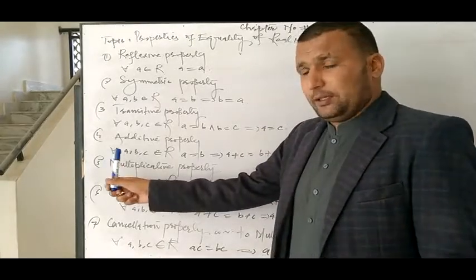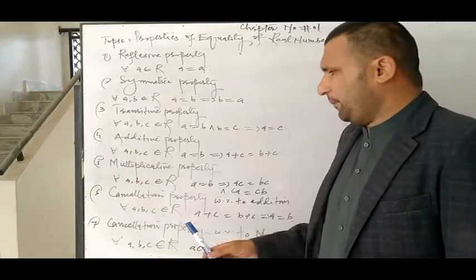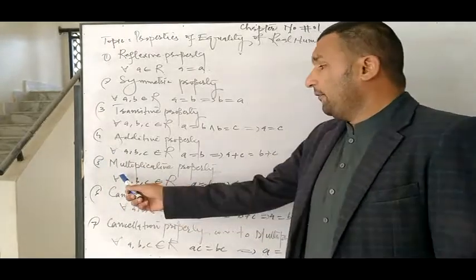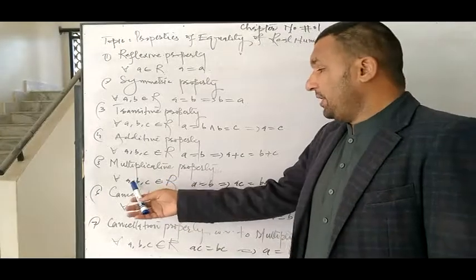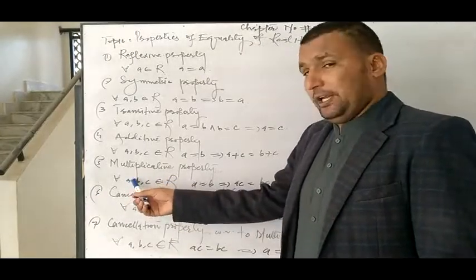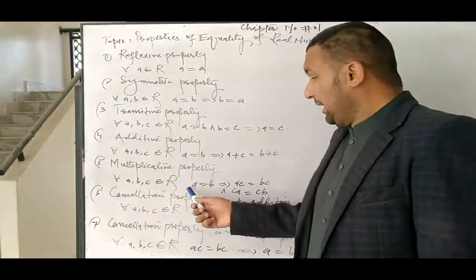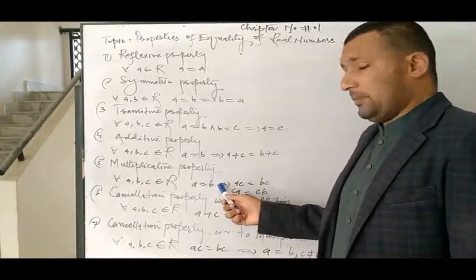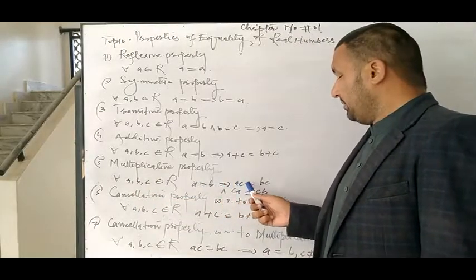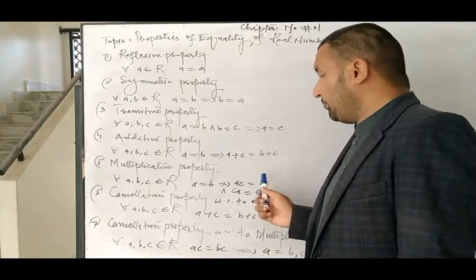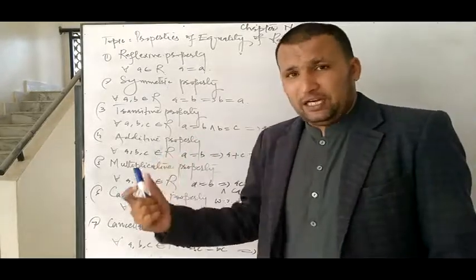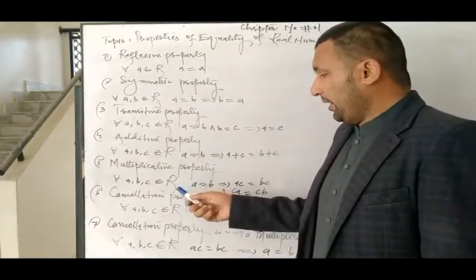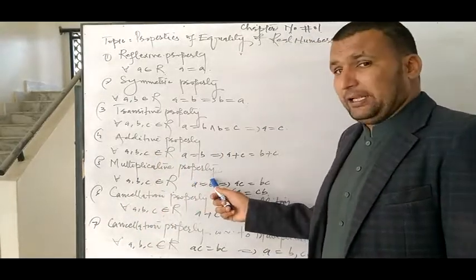Property number 5, the multiplicative property. For all a, b, c belongs to real numbers, it means if we take three values from the real numbers and a is equal to b, then ac is equal to bc. Meaning a is equal to b, we multiply a third value from the real numbers with a and b.